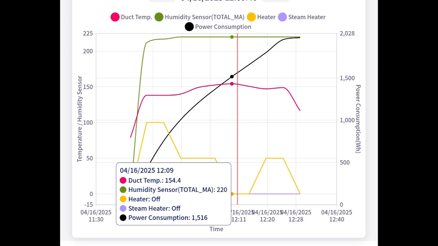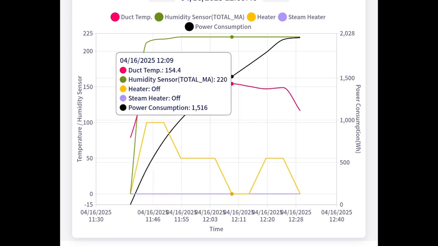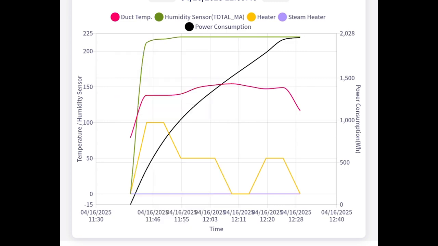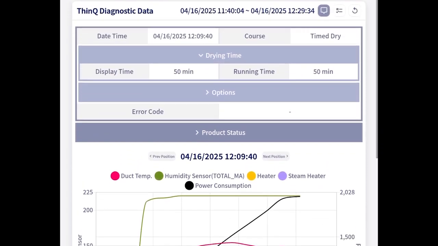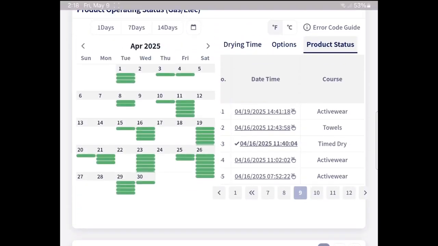The purple line would be for a unit that has steam. If the steam heater was on at that time, you would see that line rise on the graph. And then the black line is your power consumption. These are the items that are available to you through the Argus system for dryers. And these cycles that you see here that are all green, they all ran normally.